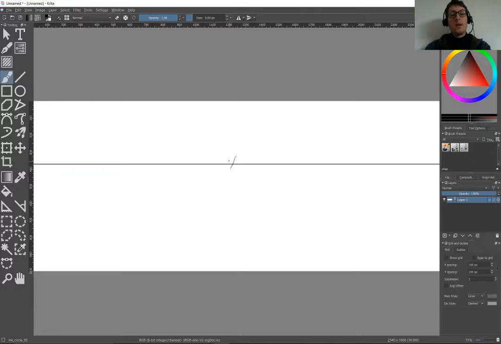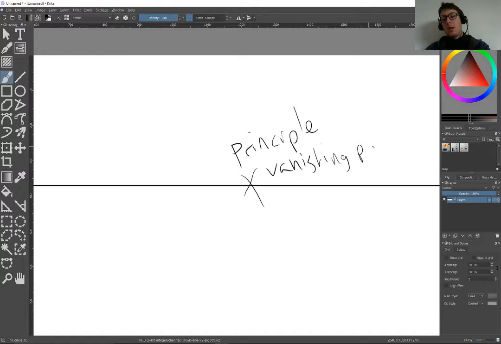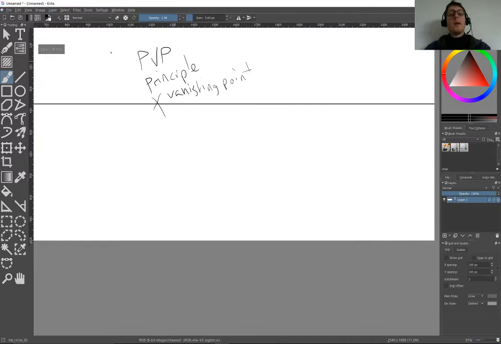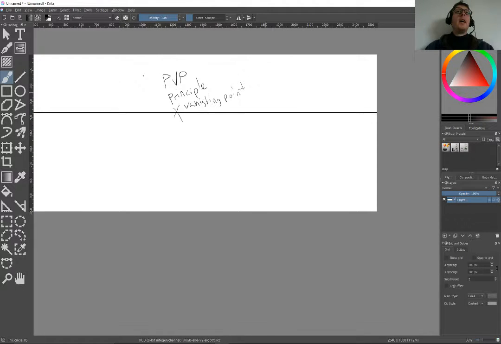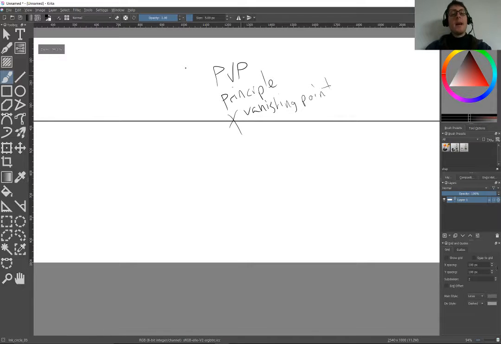They would all converge at what's known as the principal vanishing point. Principal vanishing point, or PVP for short. AKA PVP. And the important thing about the principal vanishing point is remember that that line of sight, like Cyclops, is coming right out of your eyeball and it's parallel to the ground.